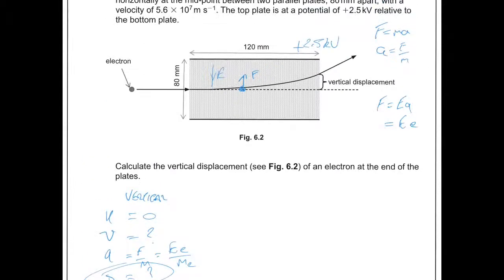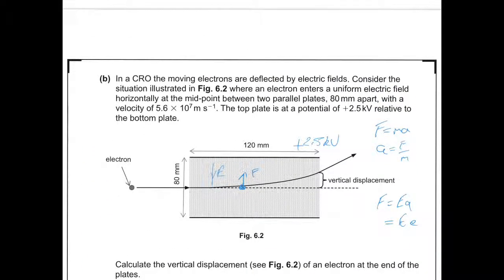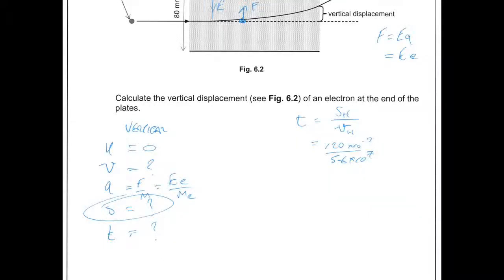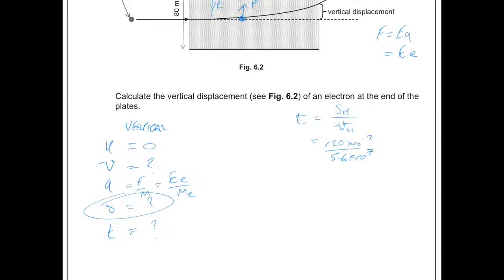Now t can be obtained if we look at the horizontal behavior, because the horizontal motion at this speed will continue until it crosses all the way through. So the time in here is going to be related to this horizontal motion and how far it had to go. So the time in the plates is going to be the horizontal displacement divided by the horizontal velocity. And that works out at 2.14 times 10 to the minus 9 of a second.